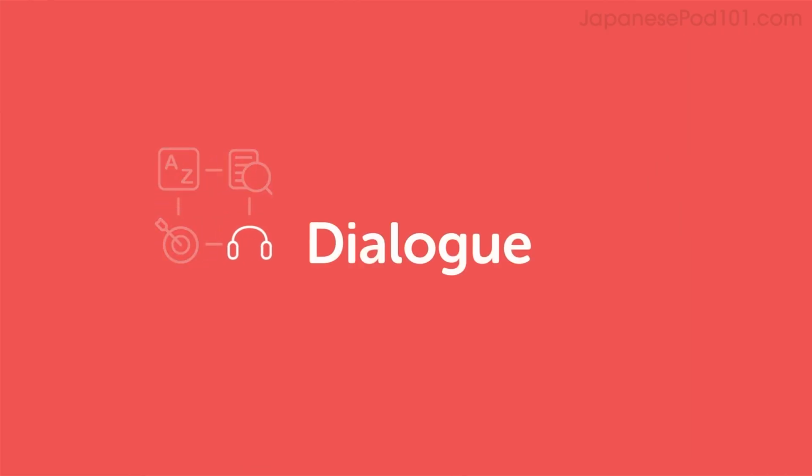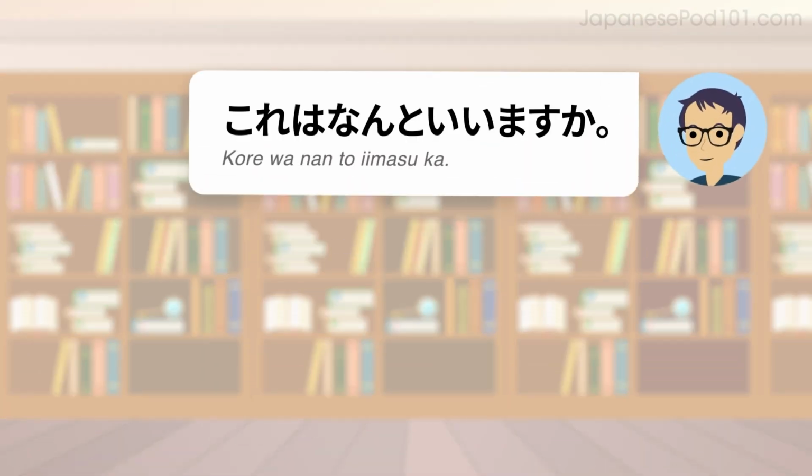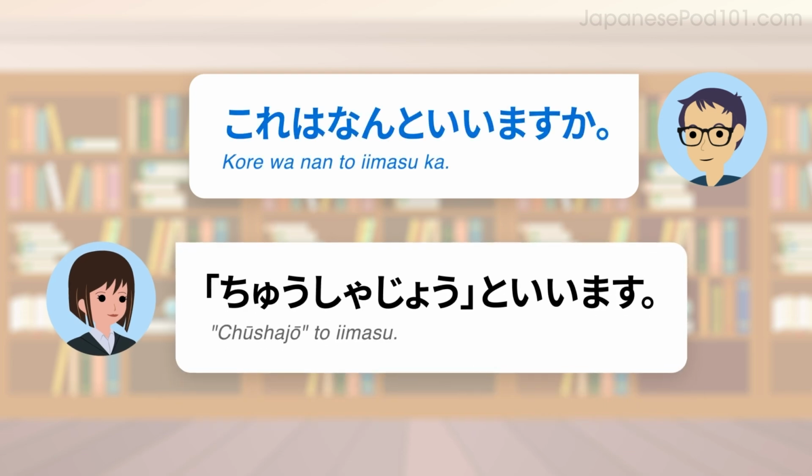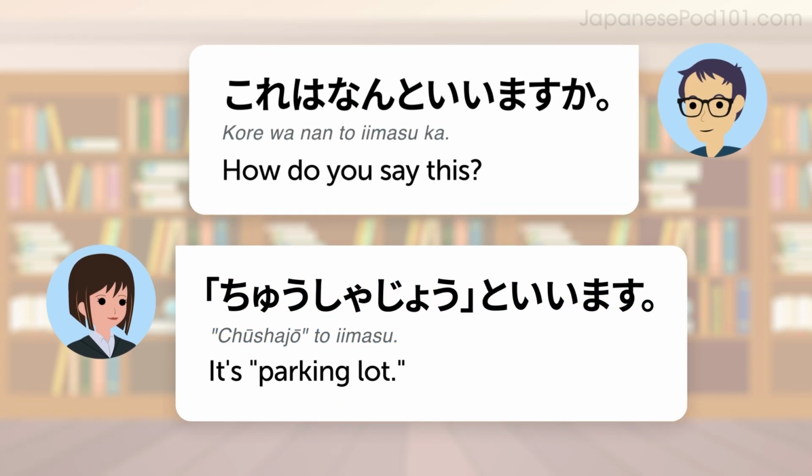Now, let's take a look at some conversational phrases. Listen to the dialogue. これは何と言いますか？ 駐車場と言います。 Once more with the English translation. これは何と言いますか？ How do you say this? 駐車場と言います。 It's parking lot.